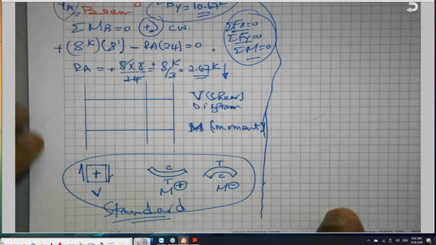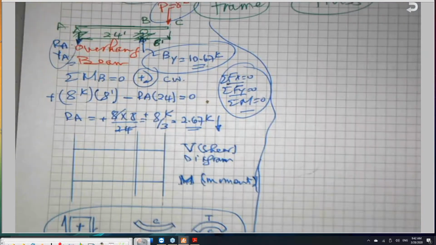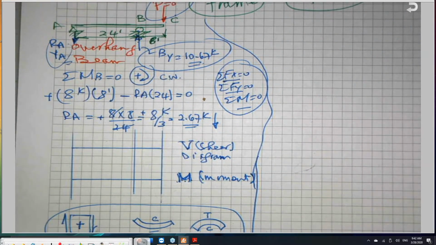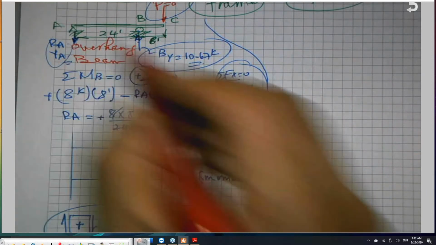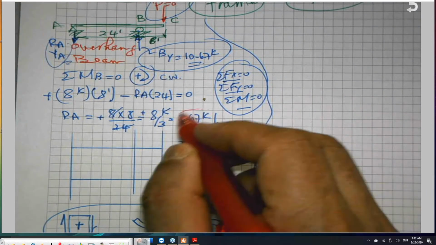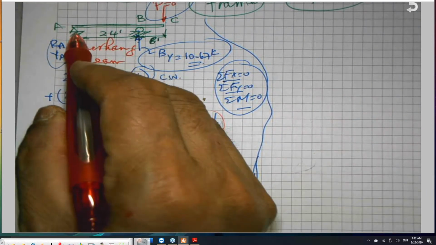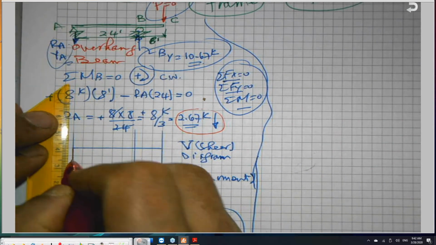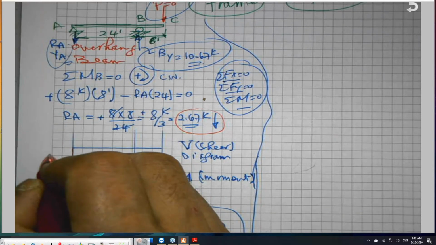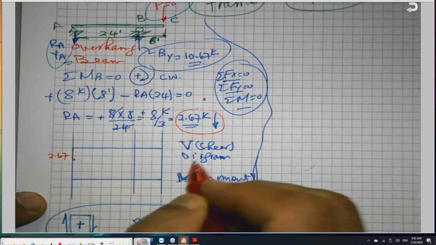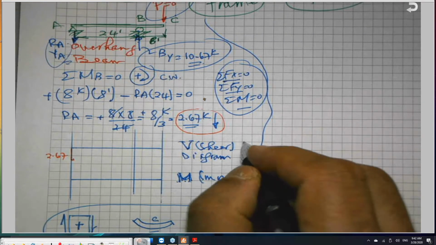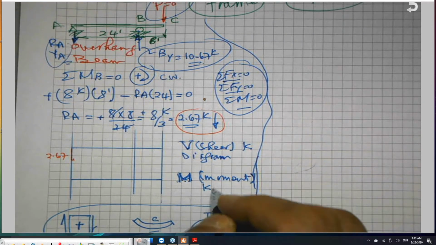In order to make it easy for you, for shear, start from the left, and anything that goes up, go up, anything that goes down, go down. It will take care of the sign. So here I have 2.67 kips at A going down, so I will go down a value of 2.67 kips. And normally we put the units here, kips, and this will be kip-feet.